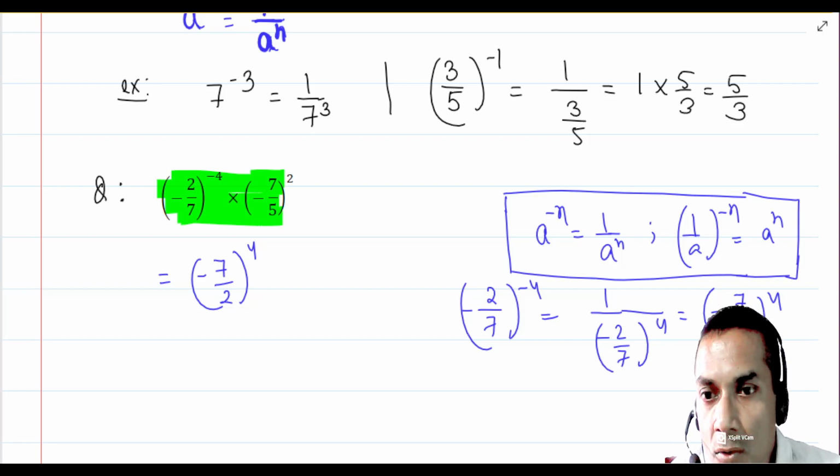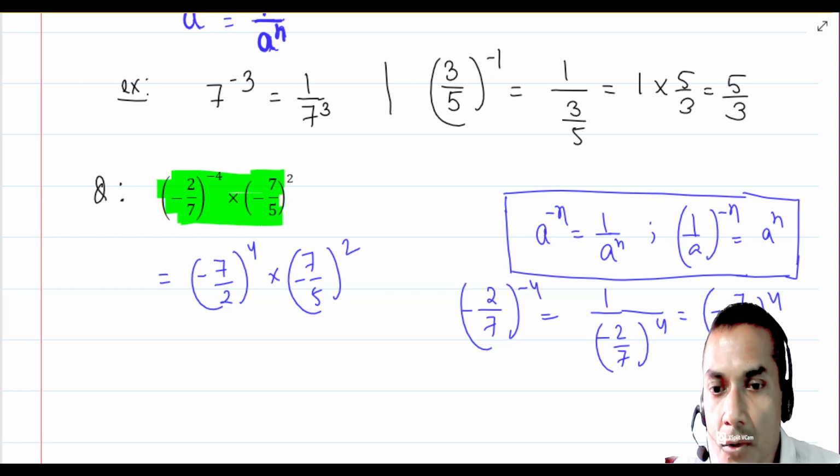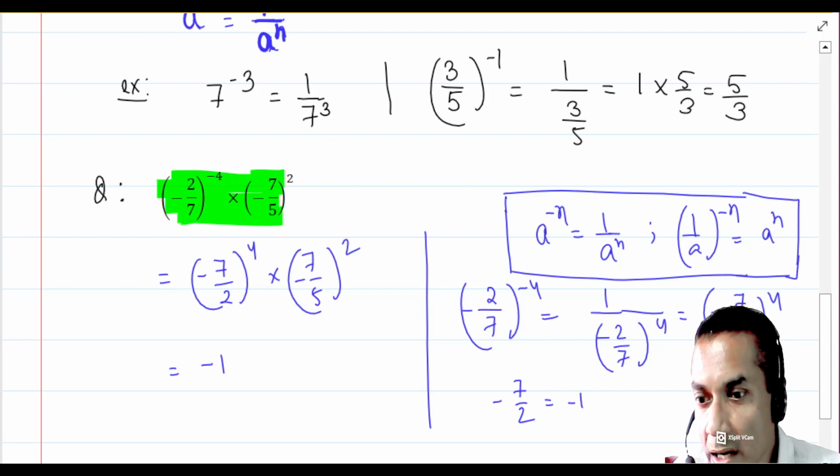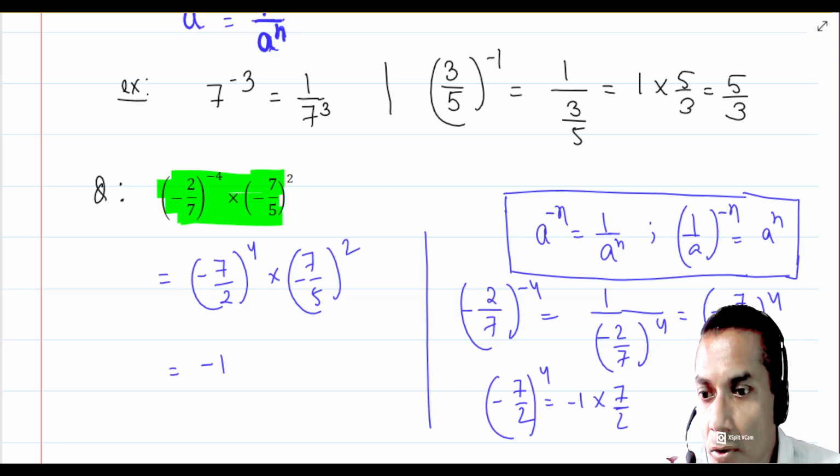But if there is no minus power, then no need to worry. You keep the value the same. Then what do you have to do? Already I told you from the beginning, you must handle the sign very carefully. So here, look, what is the concept behind this? Minus 7 by 2 means what? Minus 1 into 7 by 2. Clear? Now both have the power 4, so this is power 4 and this is also power 4. From where do we get this value? You already learned this.